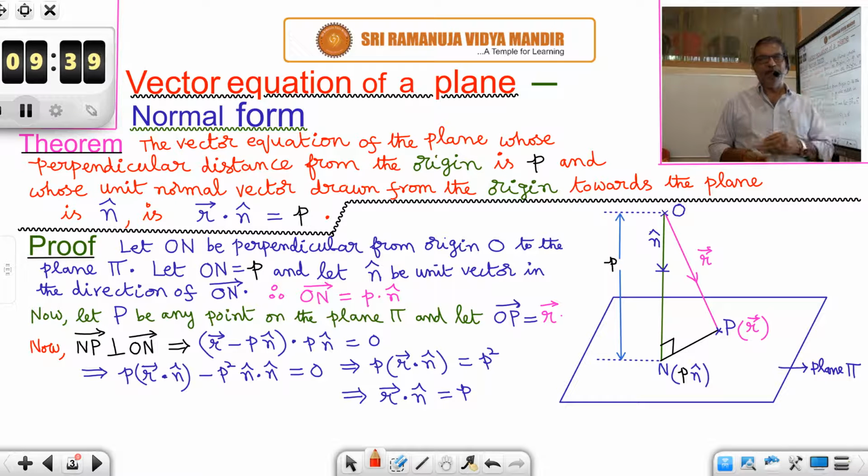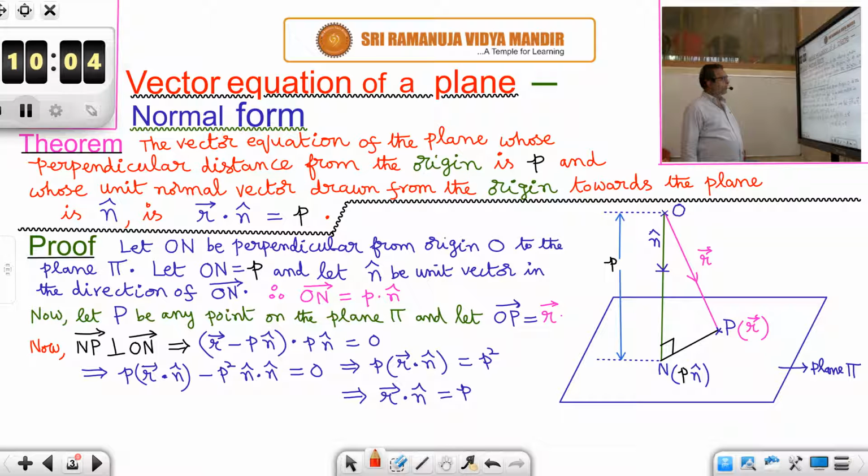Some parameters we are using, real parameters. But here now we are going to derive a formula for the equation of the plane without any parameter. Okay. Vector equation of a plane, normal form. What is the theorem? Let us see.